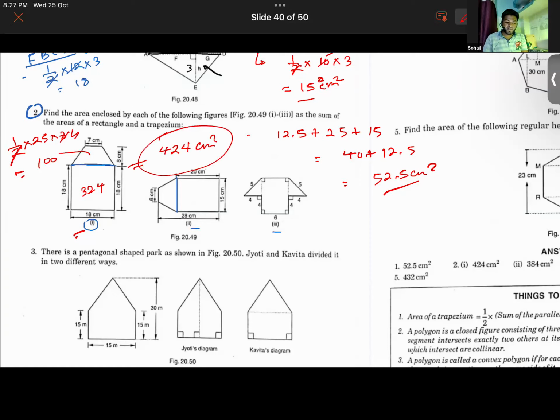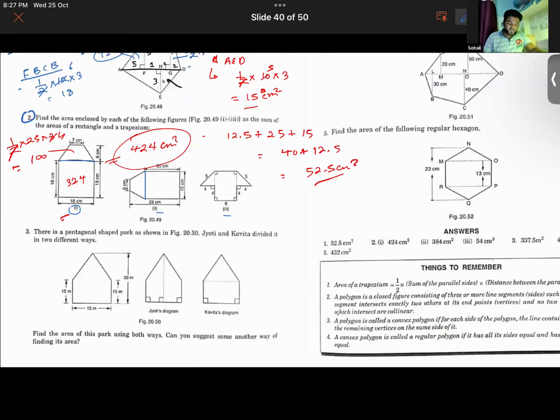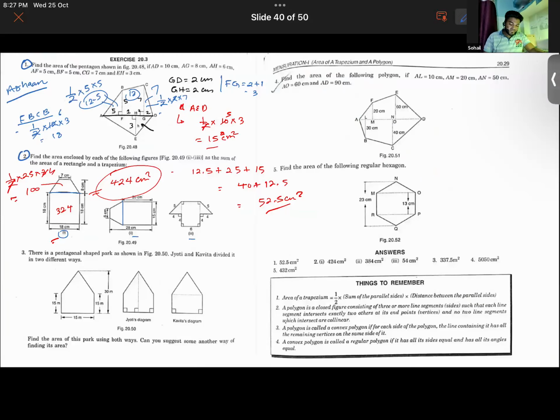No, sir. I took the perimeter of the square. Why would you be taking the perimeter? We need to find the area now. Yes, sir. Okay. No issue. So the rest of the questions, I'm assigning all of them as the assignment.